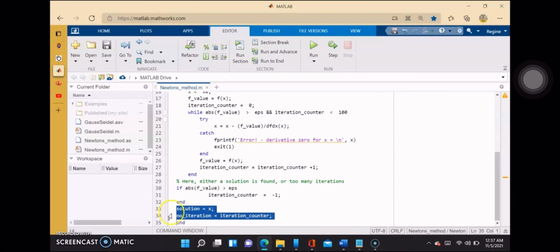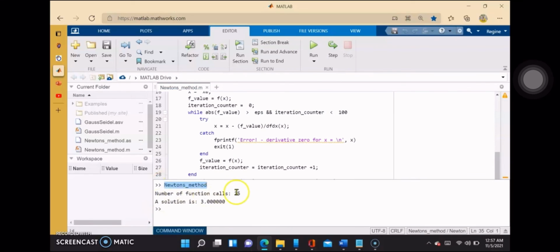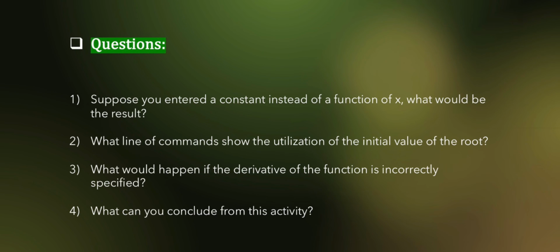Running Newton's method, we get the following output on the screen. When we now run our program, the number of function calls is 25, and the solution to our initial problem of x squared minus 9 equal to 0 is 3.000000. And that would be all. I hope you've learned a lot today about Newton's method. Have a good one.